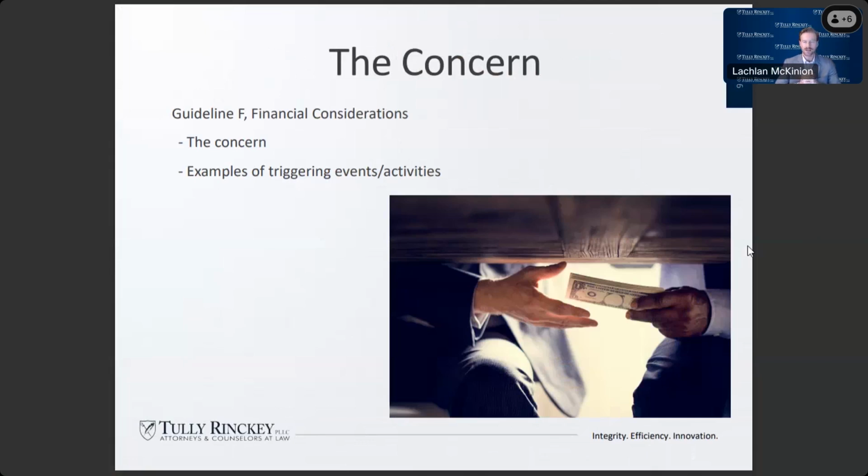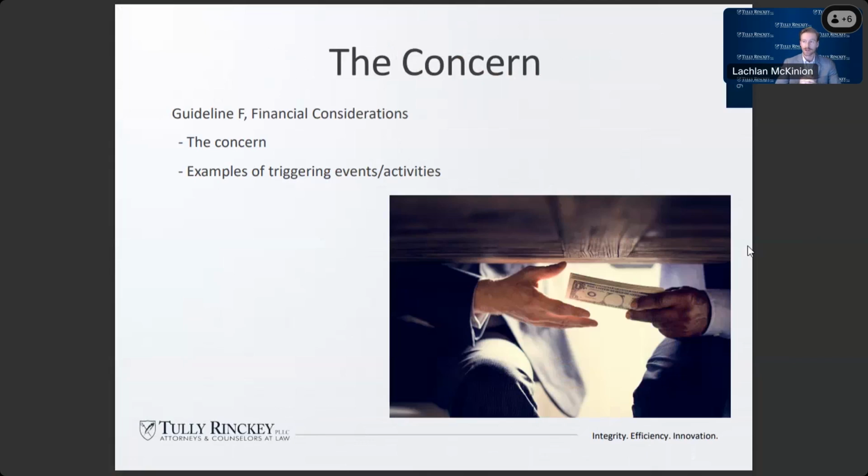Now, there is another concern under Guideline F, which is the potential for bribery or extortion. So I'll give you a hypothetical. Let's say that you're in $100,000 worth of debt and you're struggling to pay it off, and you hold a clearance. There is the potential for a foreign government or a foreign adversary to offer to pay off your debt in exchange for you providing classified information.